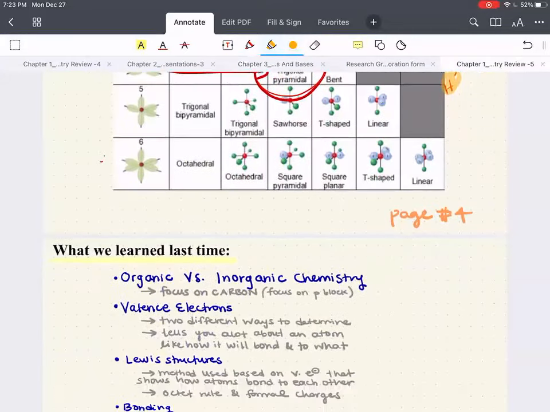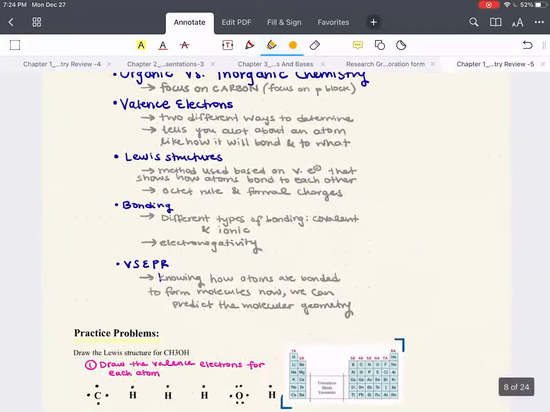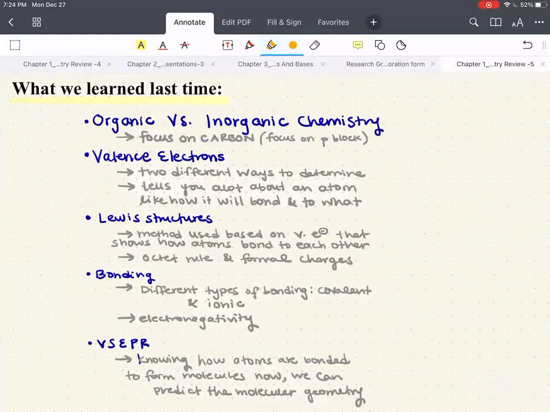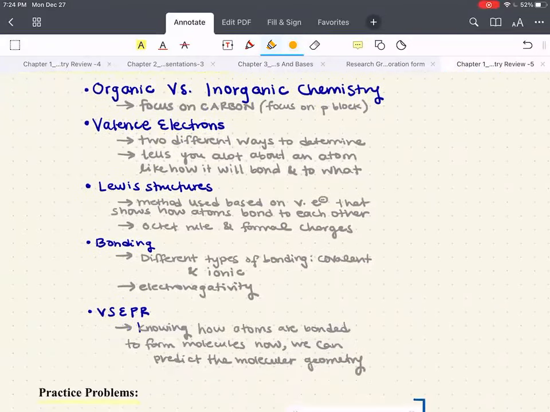Fantastic. Now, what we want to do is just do a couple of quick practice problems to reaffirm all the things that we've learned so far in this session. So these are the topics here just written out quickly for you of what we just covered. We talked about organic versus inorganic chemistry. In organic chemistry here, we're going to focus on carbon-containing compounds. We talked about valence electrons and the 2 different ways that you can determine how many valence electrons are around an atom, and then how many bonds that atom can form.